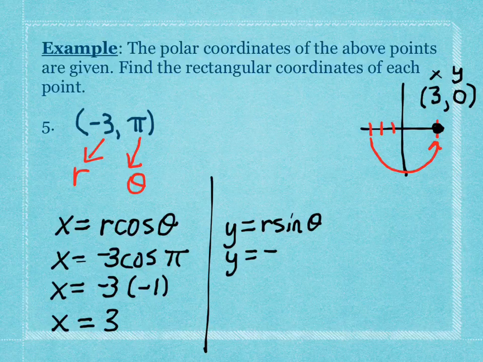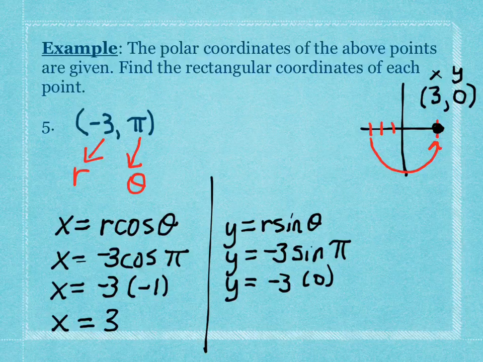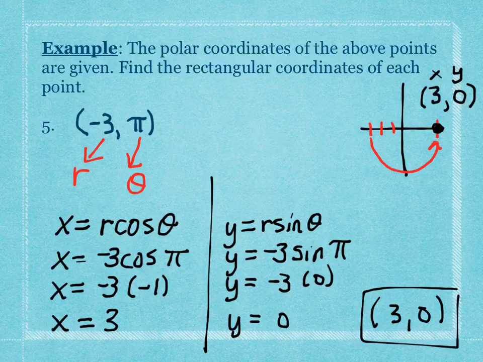So r is negative 3 again. Sine, and theta is pi. And then sine of pi is 0. That one is 0. And then we end up with y equaling 0. And as you can see, of course, that gives us the ordered pair 3, 0, which I understand we were able to do visually on this one, but it's always nice to know that the formulas worked. Because I'm telling you they work, I should show you that they work, and they do. So we end up with 3, 0.